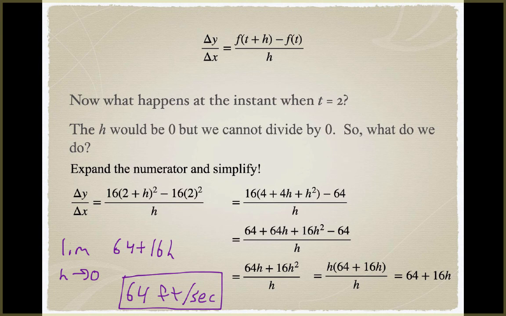So this whole time we're doing this, we are going to be taking the limit as h approaches 0. When we do these instantaneous changes, we are actually finding the limit as h approaches 0. So remember to put that notation while you're running through this. The limit as h approaches 0 is our delta y over delta x. Run it all the way through, and then at the end, we have the limit as h approaches 0 of 64 plus 16h, which is 64 feet per second.